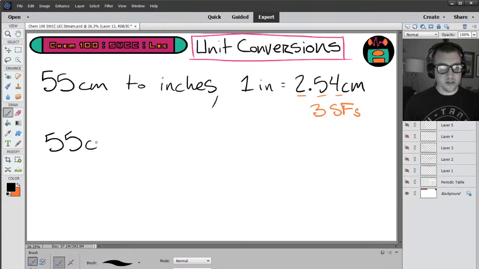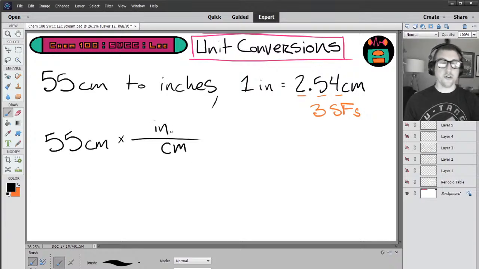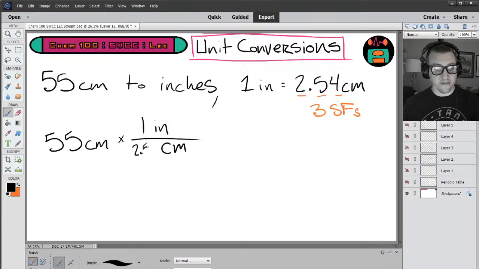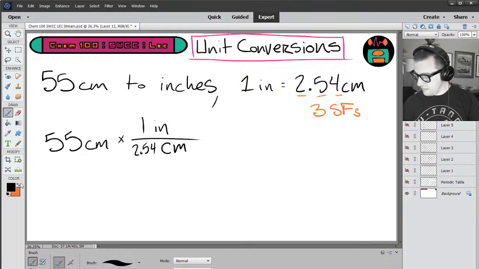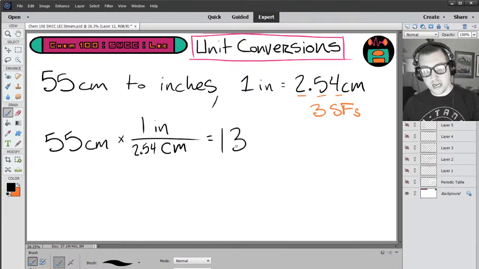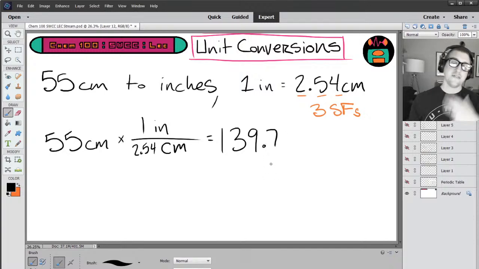So 55 centimeters. If we want to convert this to inches, we need to put centimeters in our denominator and inches in our numerator so that centimeters cancel, we're left with inches. Once we have our units in place, now we add our numbers. 1 inch is 2.54 centimeters. When you multiply these together, Daisy's spot on, it comes out to be 139.7. But now you have to ask, how many sig figs can my answer have?